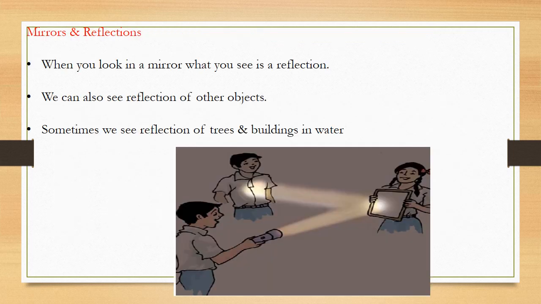Mirrors and reflection. When you look in a mirror, what you see is the reflection of your face. We can also see the reflection of other objects. Sometimes we can see the reflection of trees and buildings in water. So from all this, we understand the importance of light, and we understood some of the qualities of light.